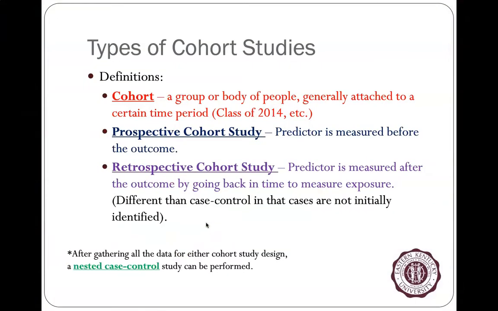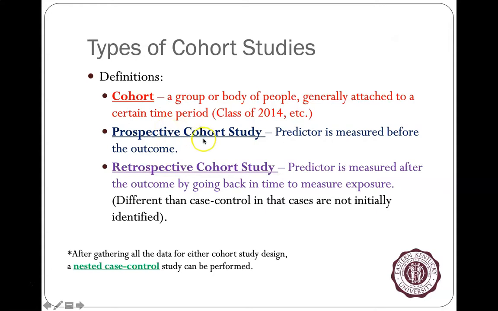Cohort studies are sometimes called longitudinal studies as well, and they refer to following a group or a body of people over some certain period of time. There are three types actually. We have prospective cohort studies and retrospective cohort studies. And there's a third type called ambispective, meaning that you're doing both, retrospective and prospective.